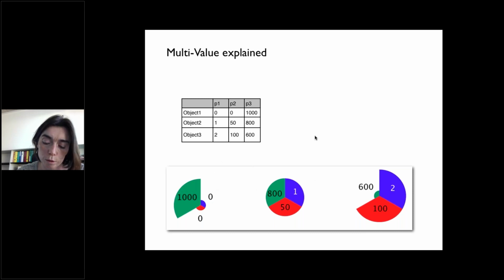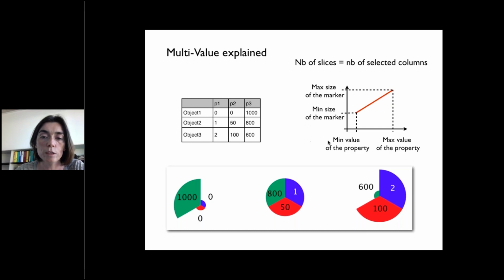So the logic to build such a marker is this one. The number of slices represents the number of selected columns, and the angle is always the same. It's 120 degrees when there are 3 properties represented. It would be half a pi if there were only 2 properties. And then what the software does, it looks into the property values, takes the smallest one. So in this case, for the object one, for the property one, it's 0.